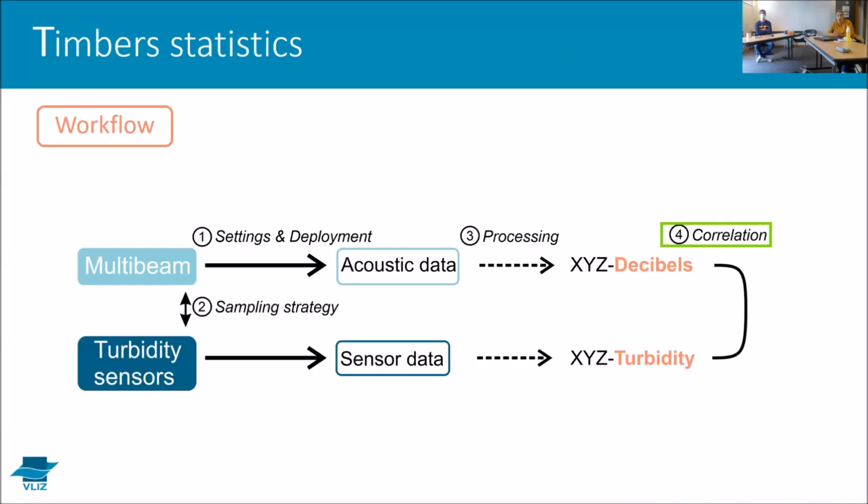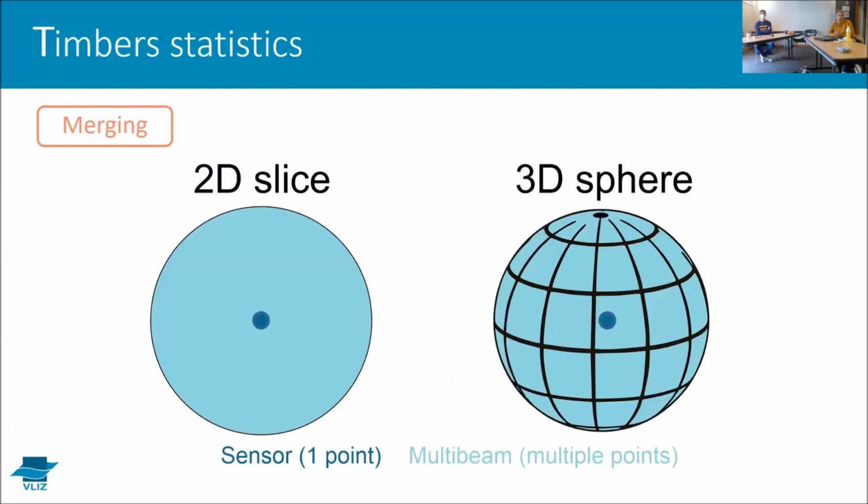So now finally, we have two data sets with georeferenced decibel values and turbidity values. But before we can statistically correlate the data, both data sets need to be spatially merged. And as the multibeam data can be exported in a 2D slice or in a 3D point cloud, there are also two merging approaches. So in the 2D merging approach, all multibeam points within a predefined radius around each sensor measurement are averaged.